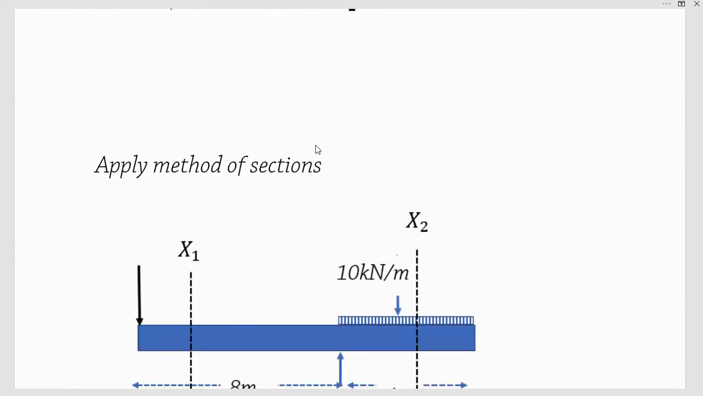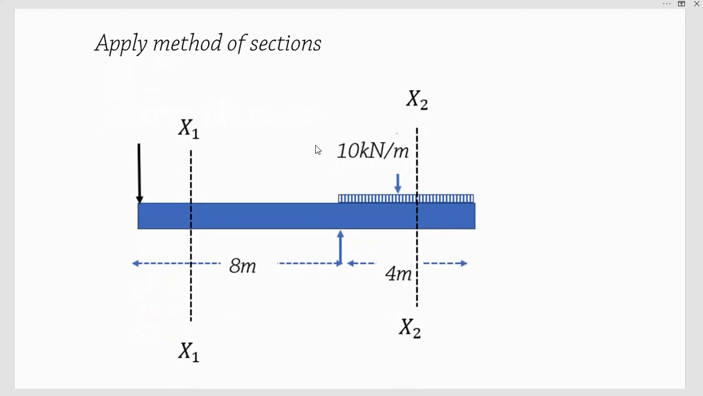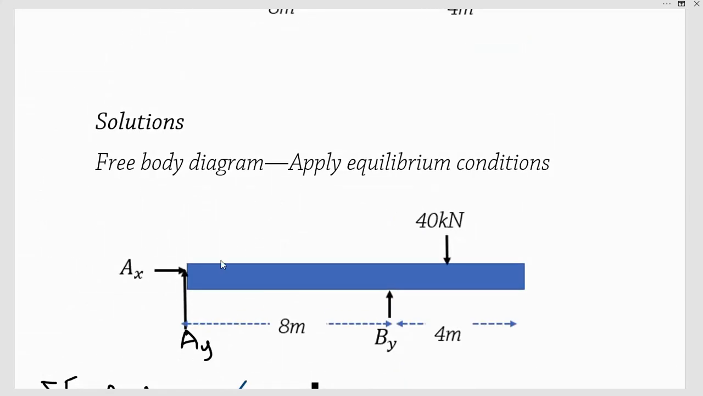Now we are going to use the method of sections to draw the shear force diagram and bending moment diagram. We have two sections wherever we have a discontinuity from one end to the other. From here to there, we have a reaction here, and we also have a discontinuity due to this support here. So we will have a section here.